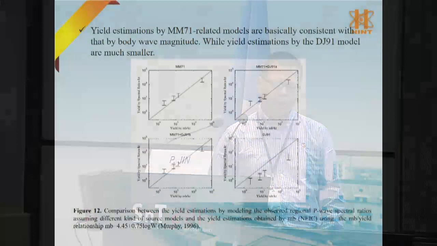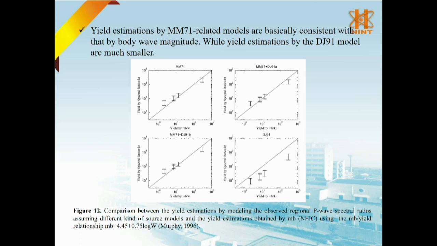And the yield estimations by the Denny-Johnson model are significantly smaller than that by the MM71 related models. And the yield estimations by the MM71 related models are basically consistent with that by body wave magnitude. Here we assume the body wave magnitude and yield relationship by Murphy in 1996, while yield estimations by the Denny-Johnson model are much smaller.